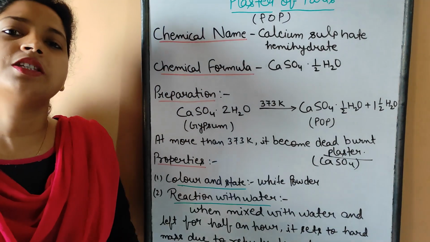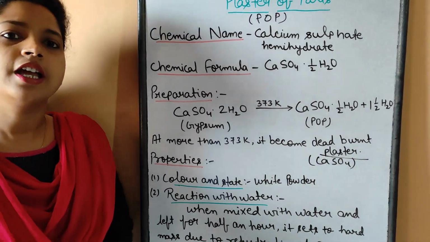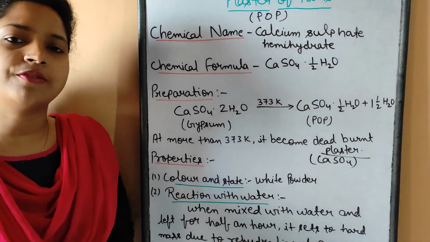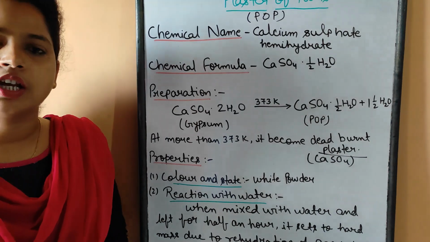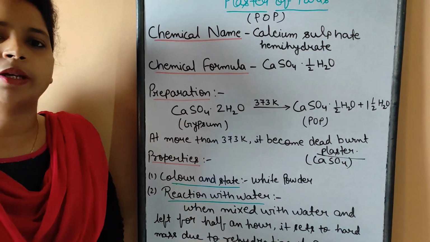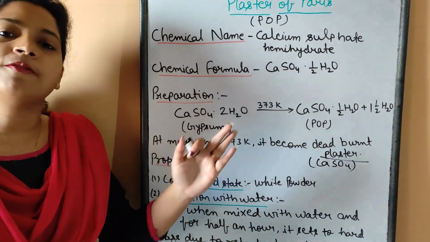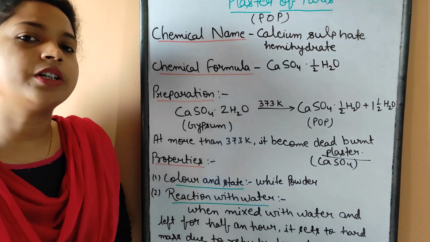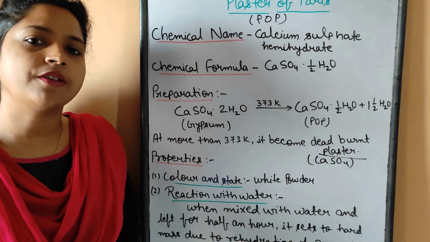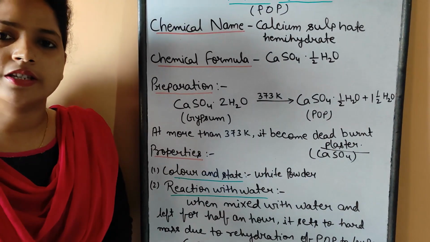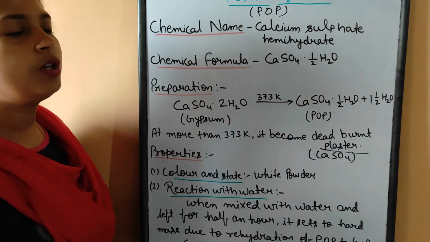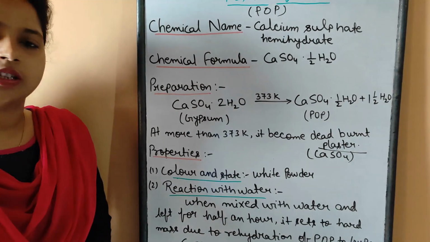So students, in an MCQ this can be asked as a question: what is dead burnt plaster? So do remember, anhydrous calcium sulfate is known as dead burnt plaster. If you are writing the preparation method or the reaction for manufacturing plaster of Paris, you are supposed to write the specified temperature, because if you have not written the temperature, it may be possible that anhydrous calcium sulfate will form instead of plaster of Paris. So for preparing it, gypsum is heated at 373 Kelvin. We get POP with the release of 3/2 water molecules.